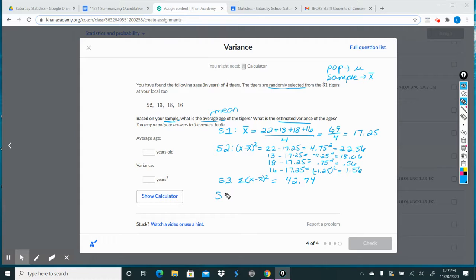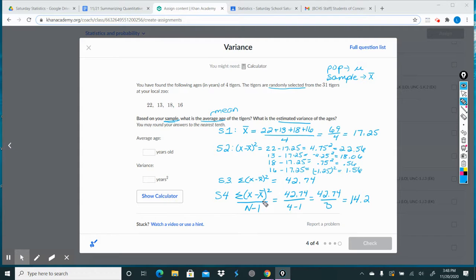All right, we are going to take that sum that we just found for our sample, and we are going to divide it not by the number of tigers that we have, because remember, we're dealing with a sample here. We're going to divide it by n minus 1, one less than the number of tigers, because remember, we're estimating here. So we're going to take that 42.74 and divide it by 4, because there were 4 tigers, minus 1, which is 42.74 divided by 3. We get that answer to be 14.2.